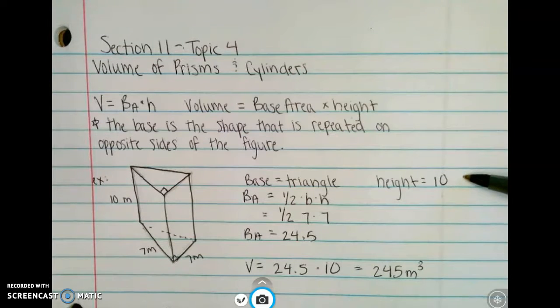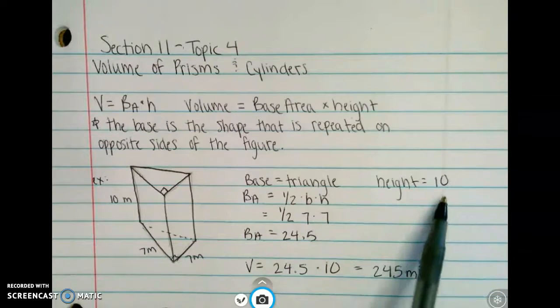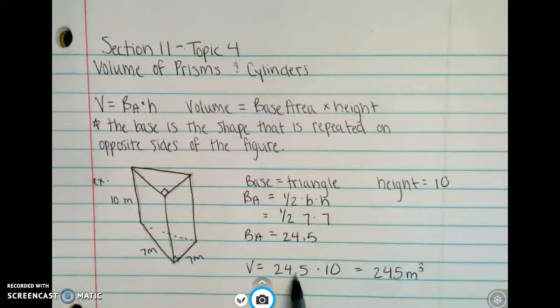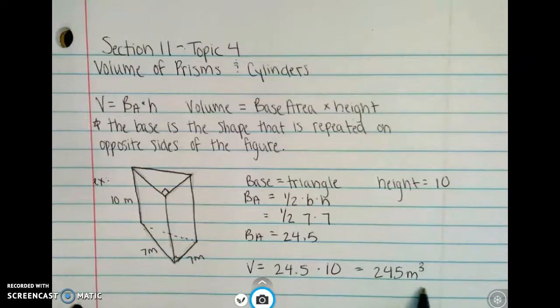So the height of this figure is 10. And in order to calculate the volume, now we have the base area and we have the height. So we just multiply those two values together. So 24.5 times 10 gives us 245 cubic meters.